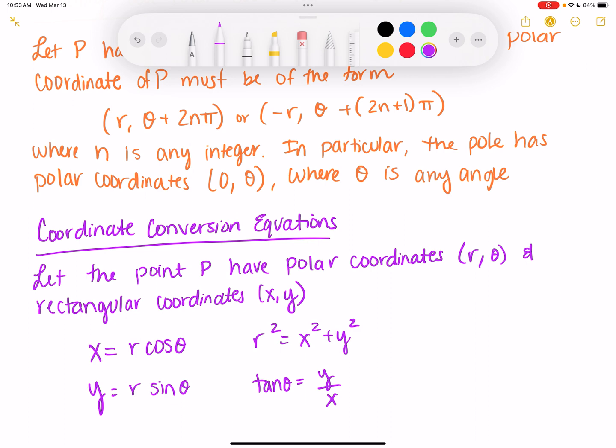And so with these different things, we can convert back and forth between polar and rectangular. So that'll be some of what they ask us to do, the conversions.